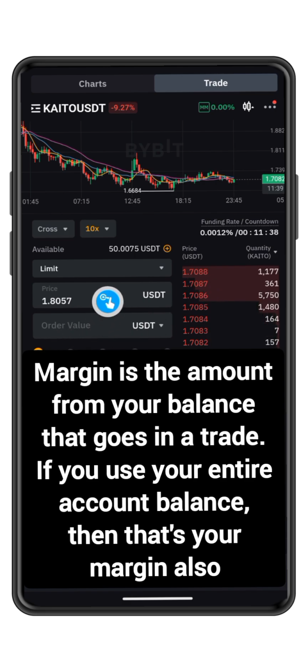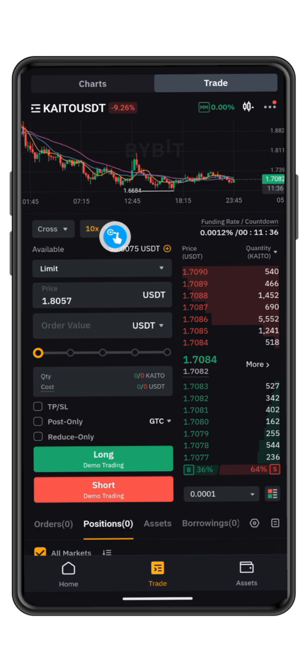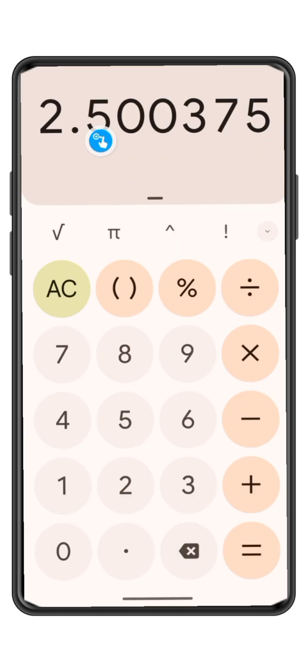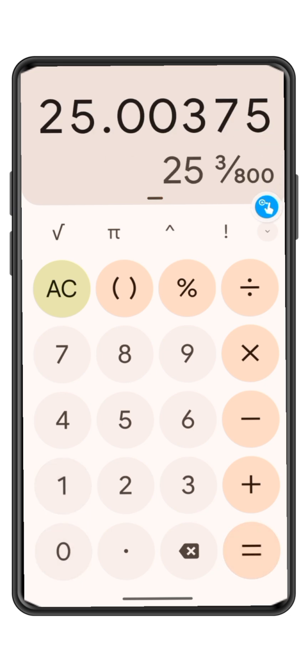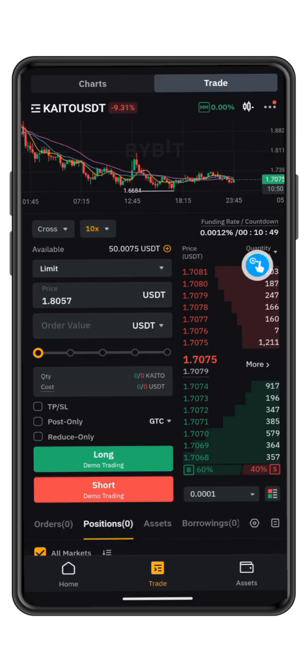All right, but because I'm using a leverage of 10x, I'm not going to put 2.5 here. If I put 2.5 here, that means I do not understand that I am using a leverage. So 10 is going to multiply that 2.5. So this times 10. Remember, 10 is my leverage. That is going to give me 25.00375. So this is my position size. So my position size is 25.